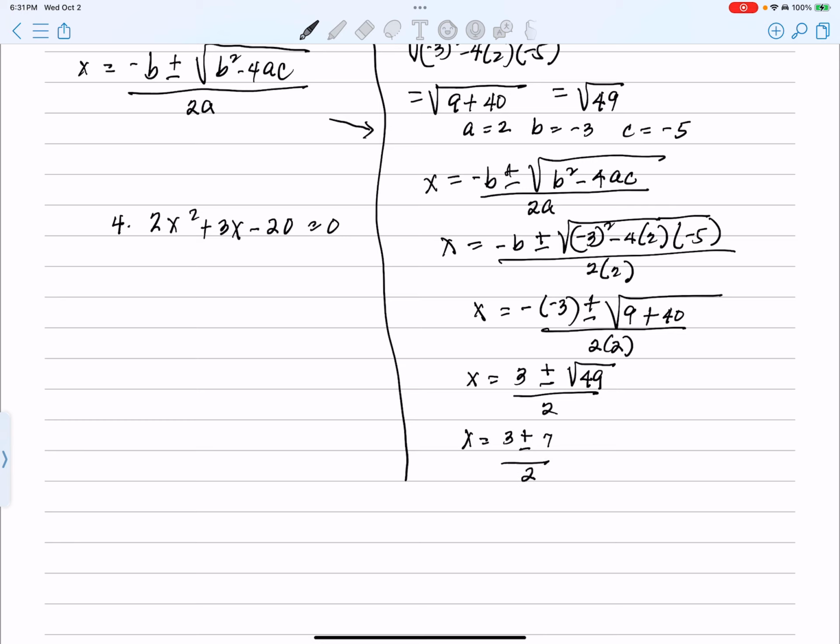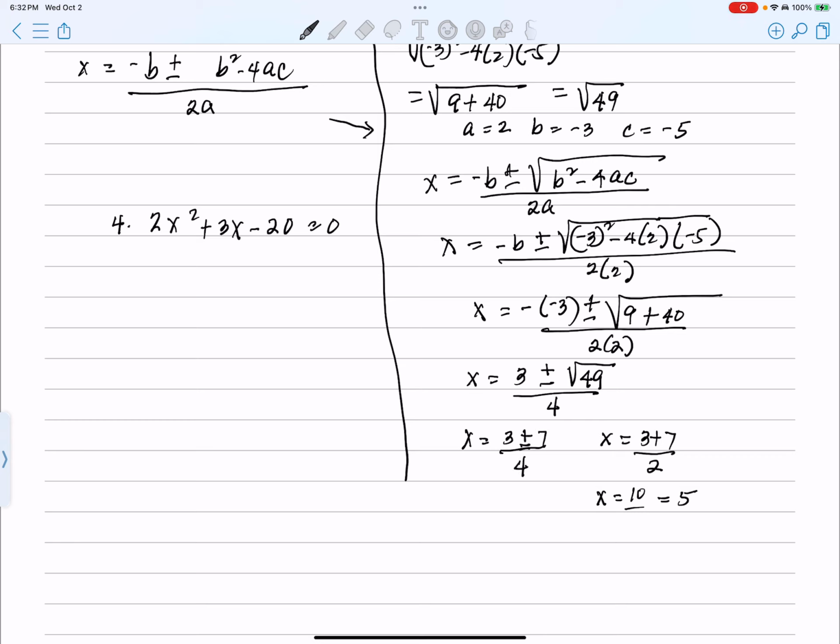So let's get our two answers here. x would be 3 plus 7 for the plus. So x would be 10 over 2, that is equal to 5. Oh, is this 2? Wait a minute, I messed up something. So this is 4. Sorry for that. So 3 plus 7 over 4, plus and minus.